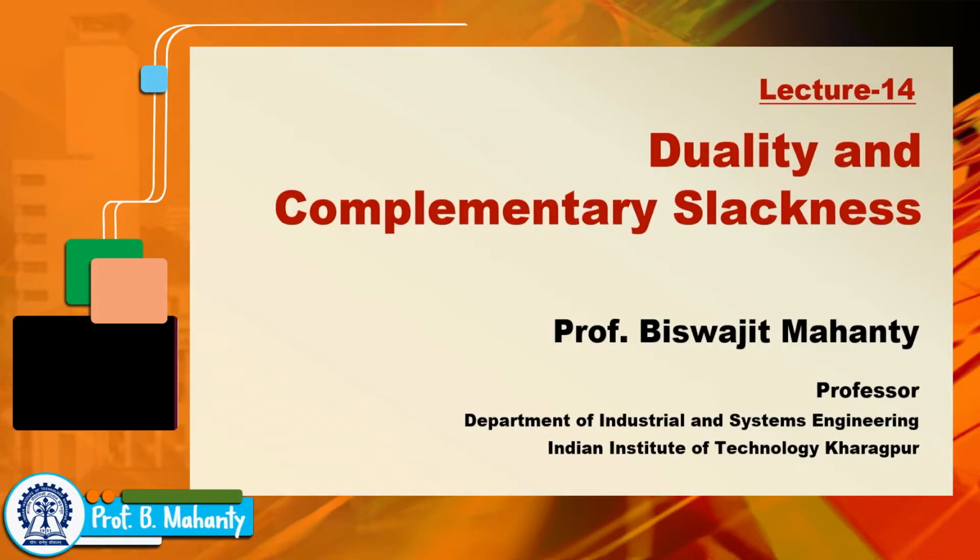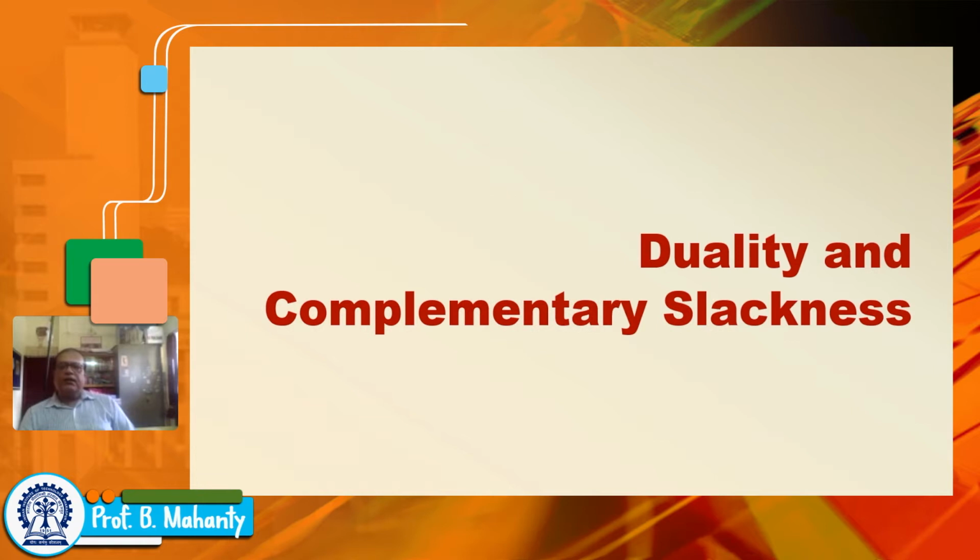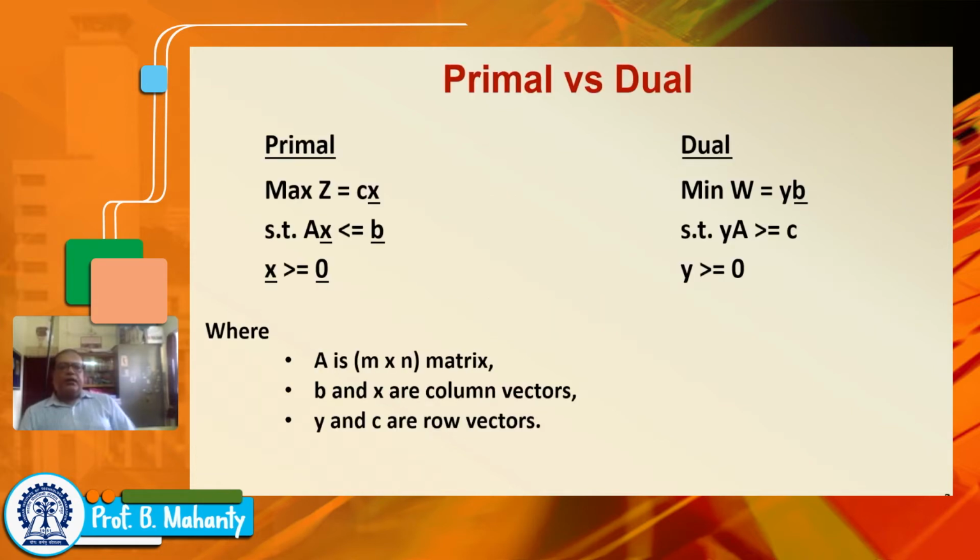What we shall be studying today is duality and complementary slackness. As we have already seen the concept of duality and the essential idea of primal versus dual, suppose we write in a matrix form, then that matrix form would look something like this.